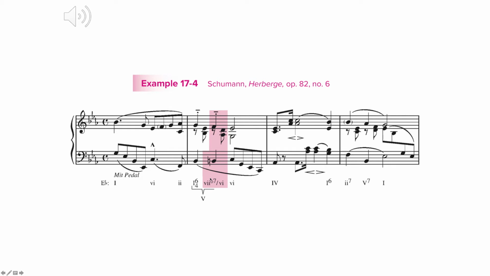Let's listen to it. Then the deceptive resolution, but instead of repeating the B flat also in the second chord, which would have made the chord a dominant seventh, he used a chromatic passing tone, B flat, B natural, and then C.